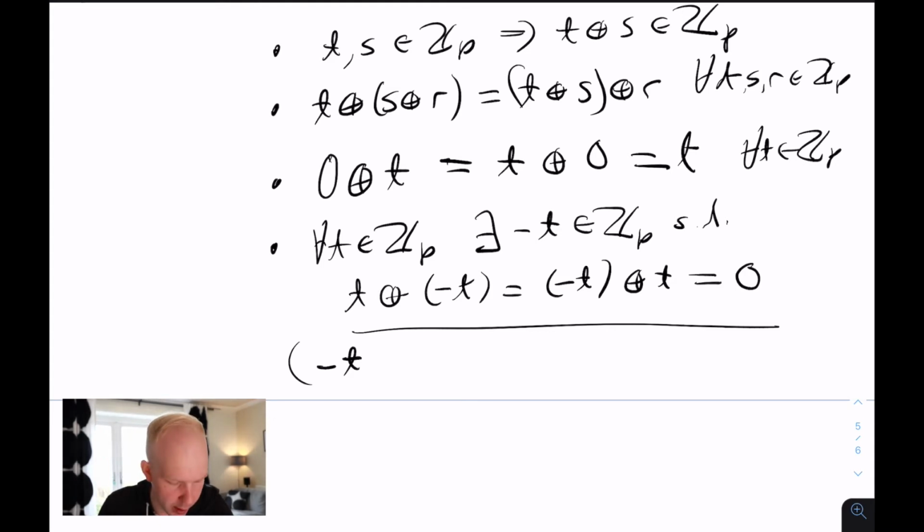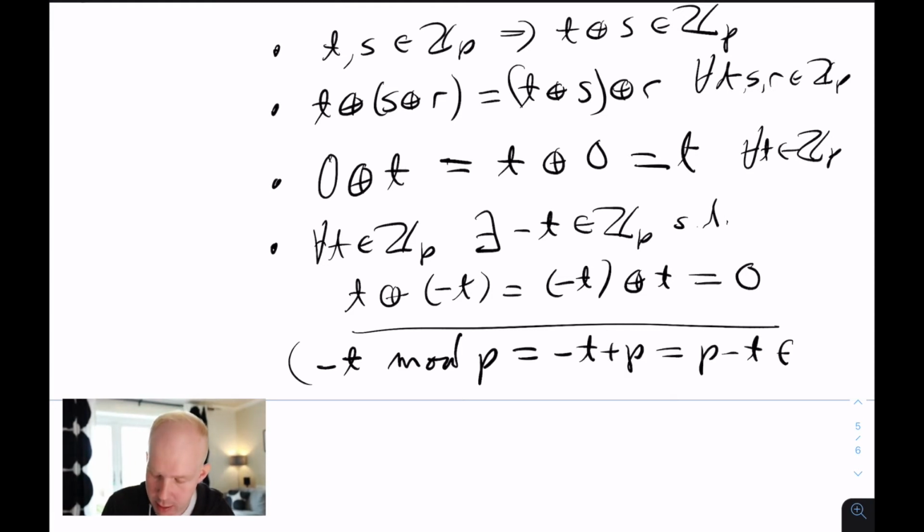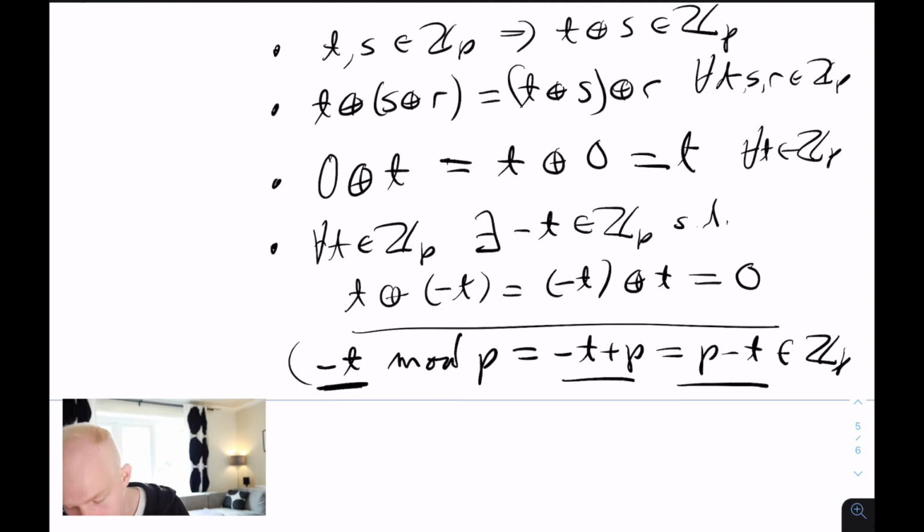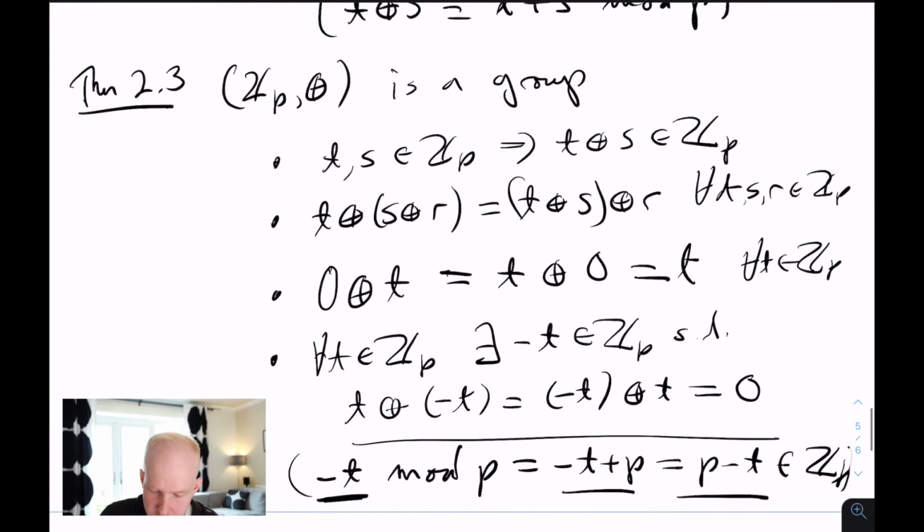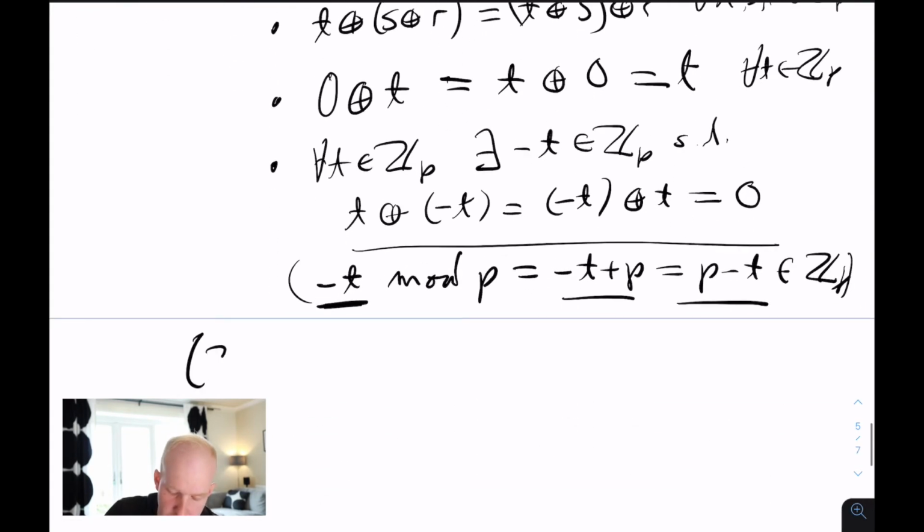You can basically define it by this: mod p, minus t plus p equals p minus t. So that's formally the inverse element, what you could define this number to be. Once you go into the group, you could define it as a point in the circle. And it's also an abelian group, which is very important in the theory.